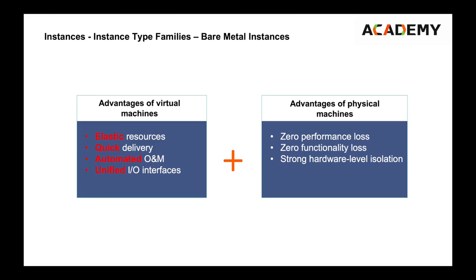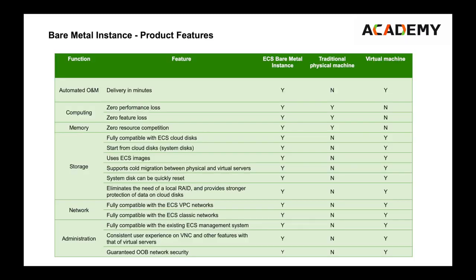You can put this instance into a virtual network group just like you could with any of the ECS virtual machines. So it's a physical machine that has all the advantages of a regular ECS VM, and you get the advantages that only come with a physical machine. Zero functionality loss. If you need to use Intel VT-x instructions, if you want to use Intel SGX, you can do that. You get zero performance loss because there's no virtualization overhead, and you get hardware level isolation. You are the only tenant on the machine, so you don't have to share with any other users.